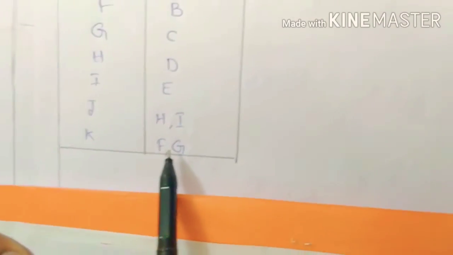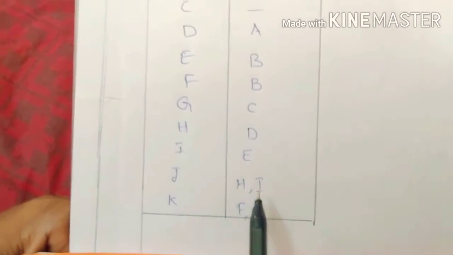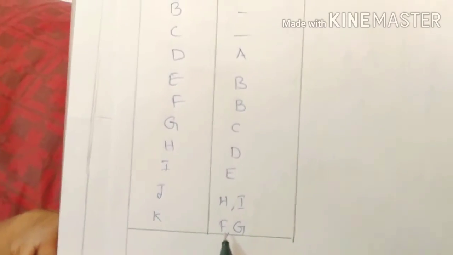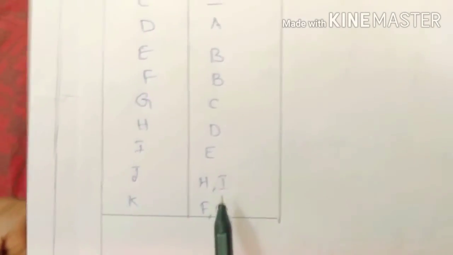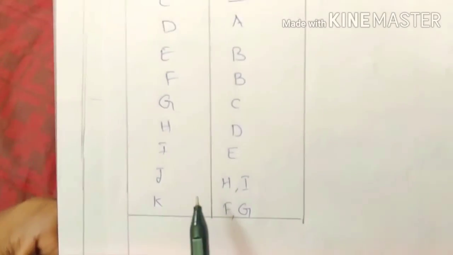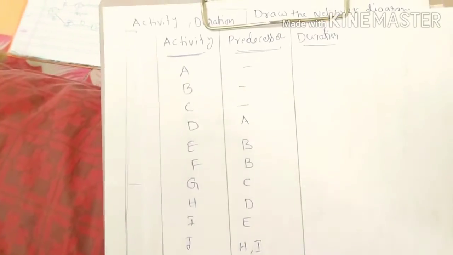There is also one more junction. So whenever H, I, F, G are constructing, at that moment we should remember these points, right? Now we will start the network diagram.